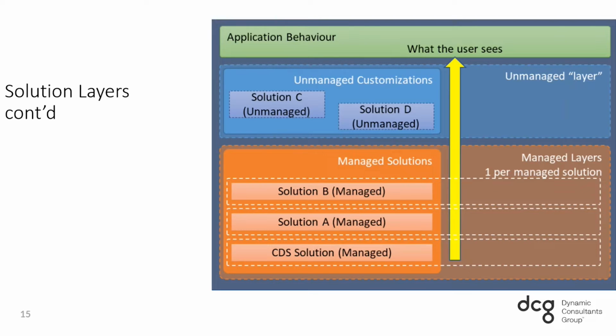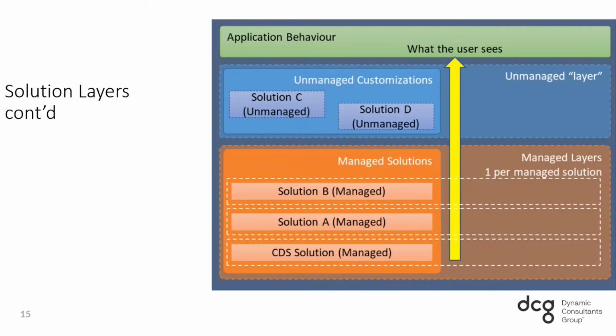Now solutions C and D are unmanaged. They sit in the unmanaged layer. Notice they don't get their own independent layers. They sit in the top of configurations, and therefore, they sit in what's called the default solution. So the default solution doesn't sit at the bottom, like the CDS solution would, like a Sales solution or Field Service or Project Service. I'm sorry if I caused confusion earlier, just talking about that. But your managed solutions sit at the bottom and your unmanaged layer sits at the top.